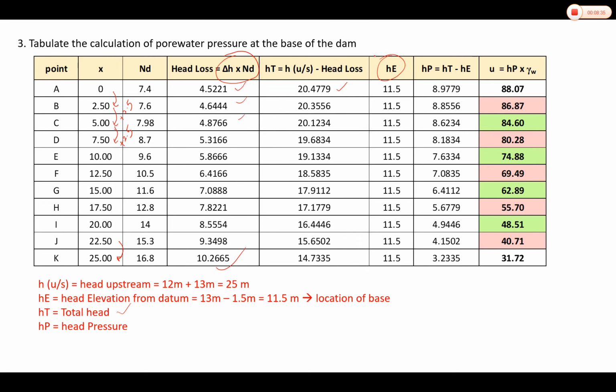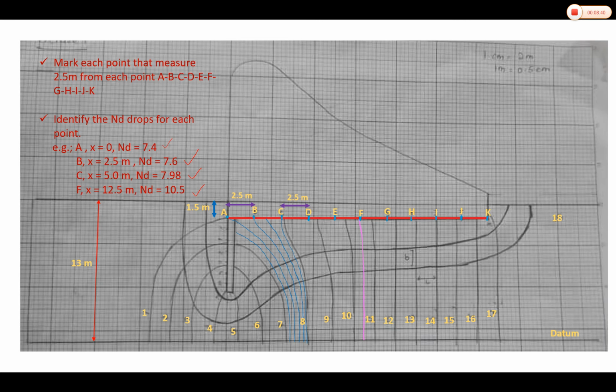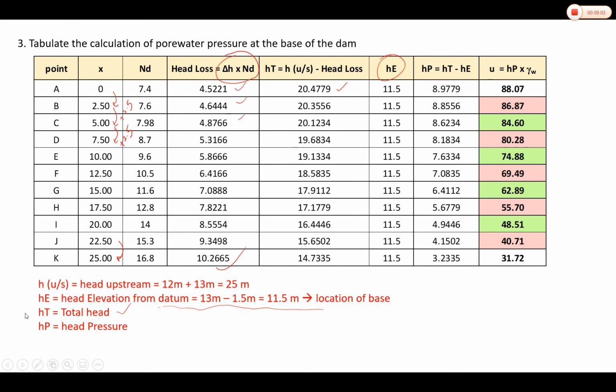And then the elevation, so the elevation is from the datum. Okay, so we have the datum here, so the point is located here along the base. By knowing this is 13, this is 1.5, we know that the distance between A to datum is 11.5, which is 13 minus 1.5. Alright, since all the points are located at the same level from the base, the HE is 11.5 for all the points. And then we need to calculate the head pressure.